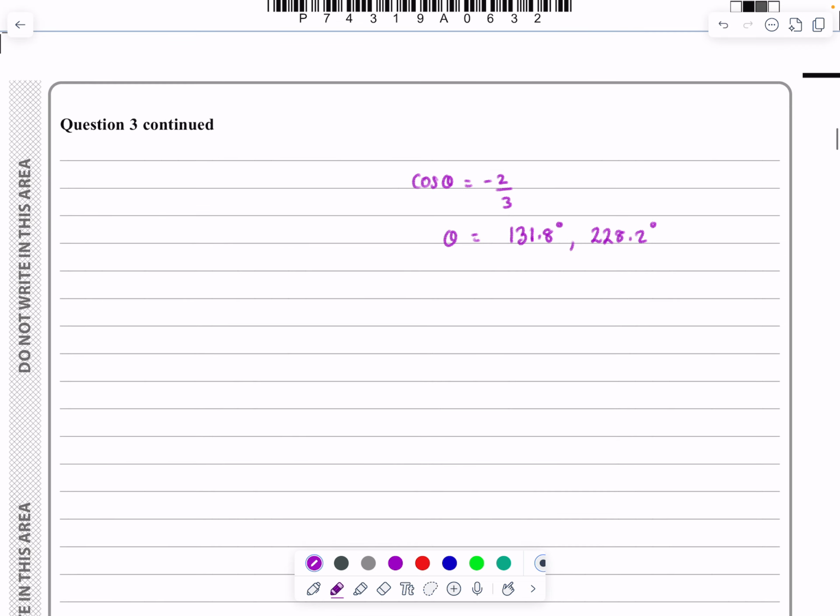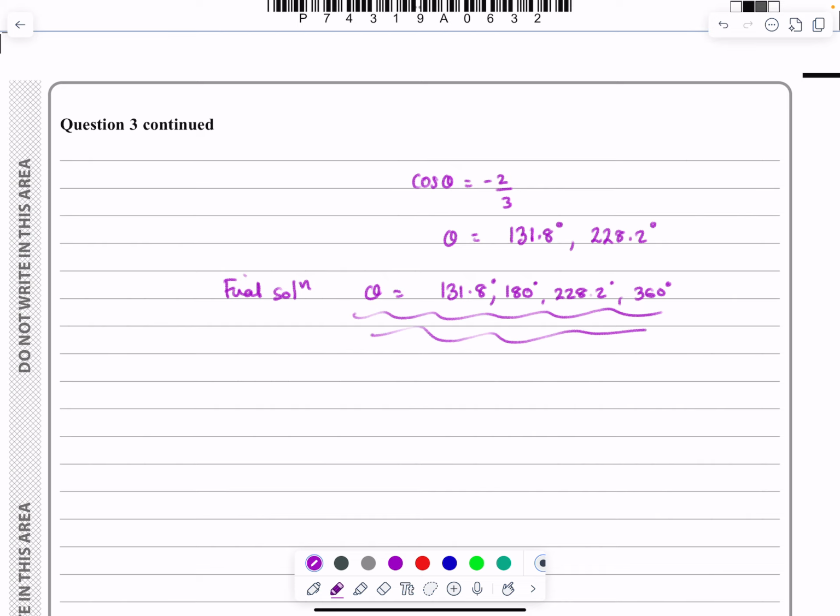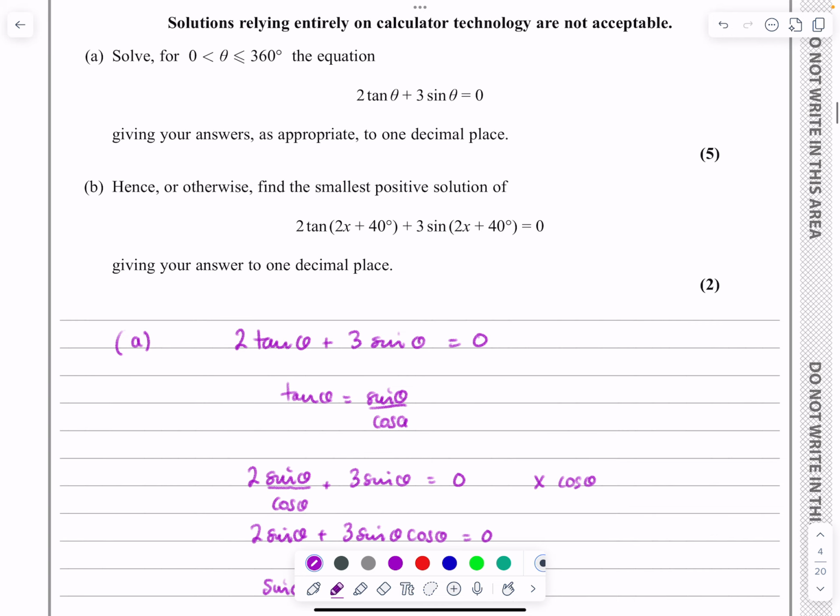So final solution then, the final solution is theta equals 131.8, 180 from the other side, 228.2, and then finally 360 degrees. So those are the four solutions to this first part up here. 2 tan theta plus 3 sine theta equals 0.